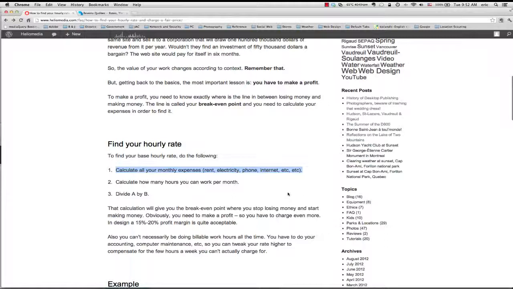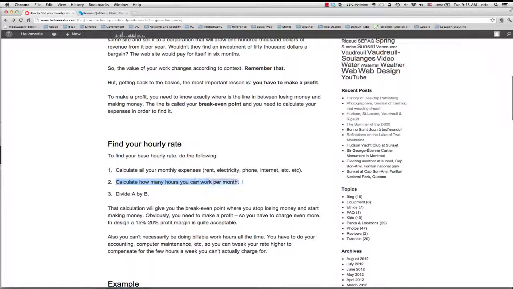So the profit is going to be the money that you're going to have fun with. Some of it you can reinvest in your company, you can buy a faster computer, or you can save it up and go on vacation at the end of the year. But you have to cover your expenses and then get a little bit more. So how much do you spend?